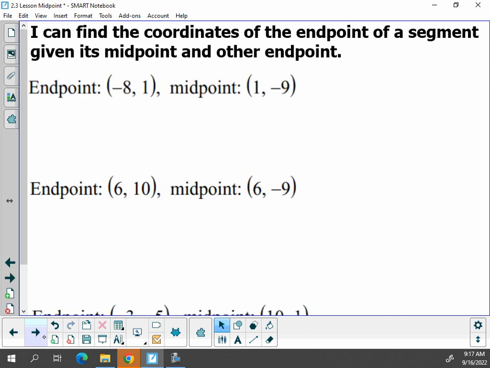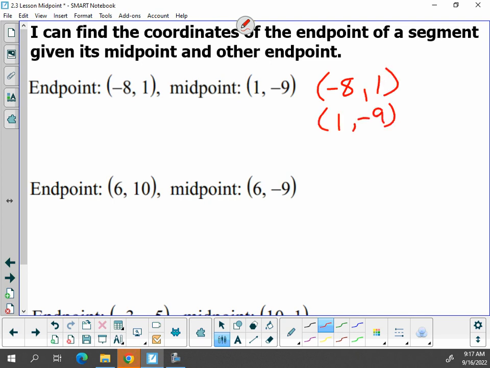We can do something similar if we know one endpoint and we know the midpoint of a segment and we want to find the other endpoint. So in these examples, I'm going to do the same process where I stack my coordinates. And I'm going to label them. That's one endpoint. That's my midpoint. I'm looking for my other endpoint. And so I'm going to do some counting again.